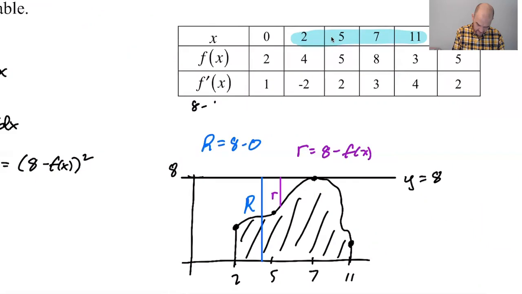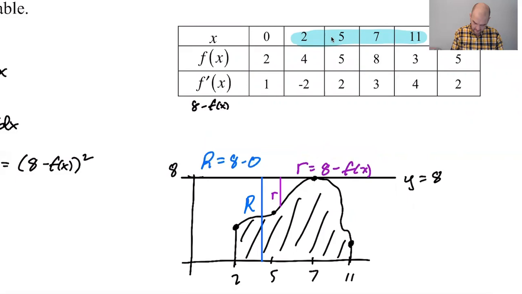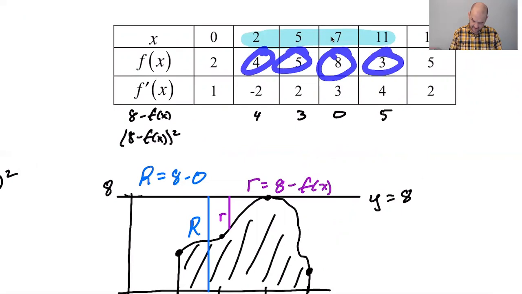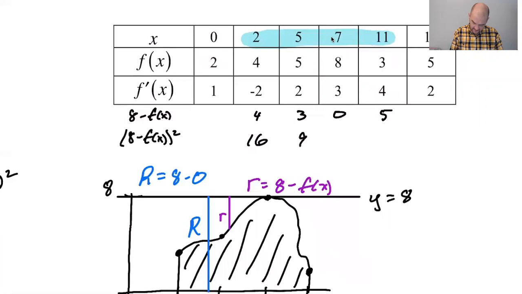So I'm going to add 8 minus f of x. And then first let me move this down a little. Then I'm going to add 8 minus f of x squared. These are championship level problems. 8 minus f of x is 4, 3, 0. And 8 minus 3 is 5. Okay, so what I was doing was 8 minus 4, 8 minus 5, 8 minus 8, 8 minus 3. Square them. 16, 9, 0, 25.